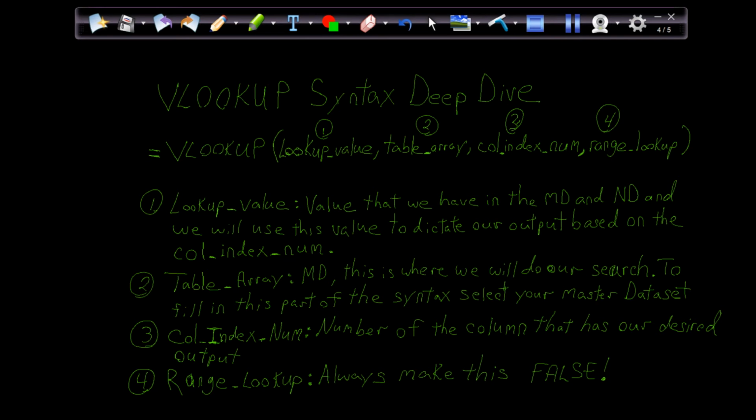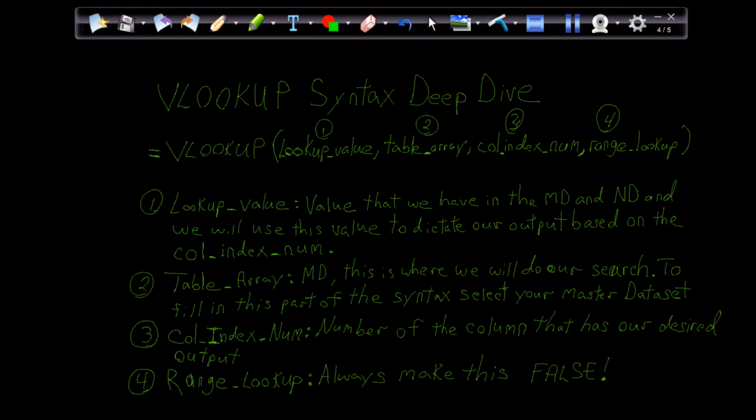False tells the VLOOKUP function, I would like an exact match. I will take nothing but an exact match. And that's the safest way to go when looking for your lookup value, is to do an exact match. So just get in the habit of always making that false.